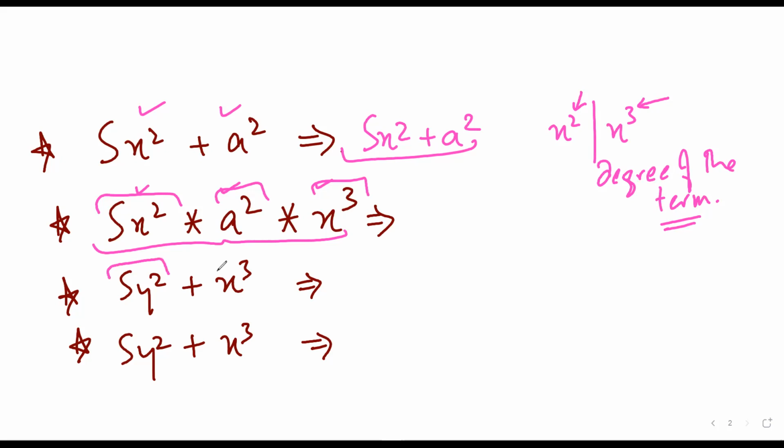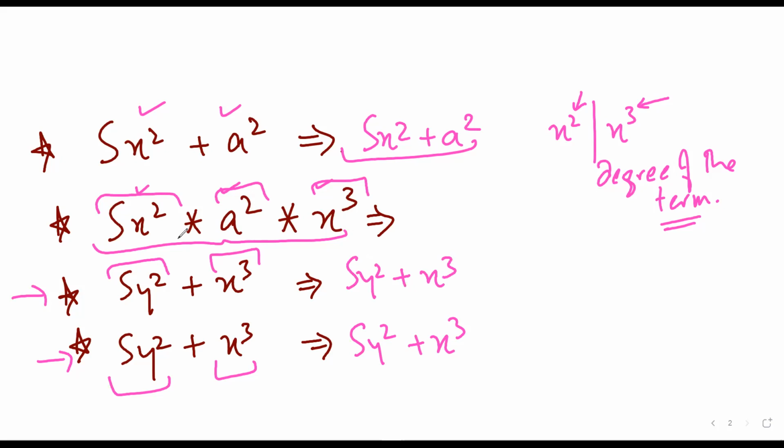Mr. Aryaman, are these two terms like or unlike? Unlike. Mr. Satya, are these terms like or unlike? Unlike. Mr. Satya, what will be the answer of this question? So 5y square plus x cube. Mr. Sarthak, what will be the answer for this question? 5y square plus x cube. Mr. Aryaman, what will be the answer for this question? 5x to the power of 5 into a square.